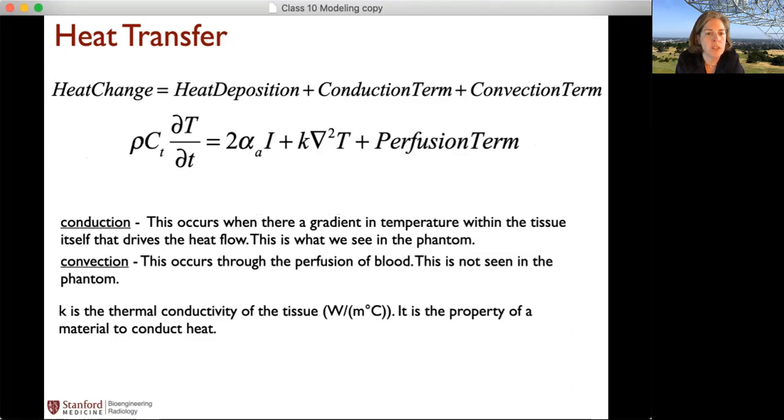And then now we're going to have a conduction term. Conduction is what we mentioned before. This is what was happening in a phantom. This occurs when there's a gradient in temperature within the tissue itself that drives the heat flow within the tissue or the phantom, right? So there was a gradient in the temperature and the heat flowed from higher temperature to lower temperature. That's what we saw. And so that's what we see here. So there's a constant, it's the thermal conductivity of the tissue. And then there's the spatial gradient. That's what this is doing right here, taking the spatial gradient of the temperature over space. That's the conduction term. So that's what we saw as the heat was conducting out.